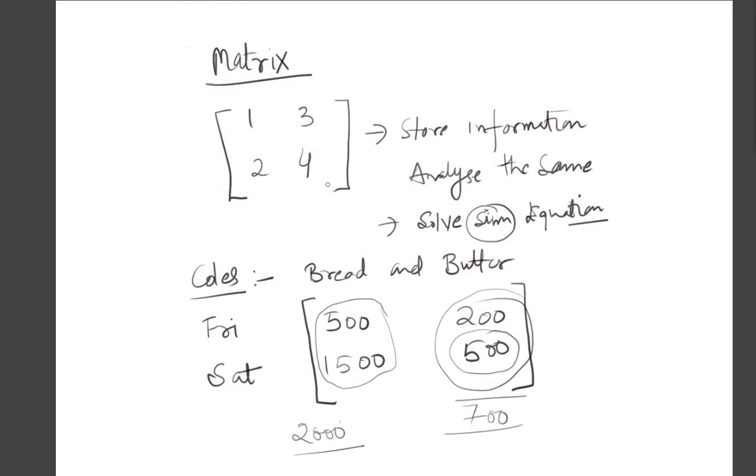So what is a matrix? A matrix is an arrangement of numbers in rows and columns. It helps us to store information and hence analyze information, and it also helps us to solve simultaneous equations. This is the last bit that we'll cover. For example, we had a bread and butter example sold on a Friday and Saturday in a Coles. So that's how you arrange it: 500, 200, 1500, 500. That gave us various sorts of information. For example, how many breads were sold on a Friday and Saturday? We added them up, and so on. So basically, a matrix is an arrangement of information in rows and columns.